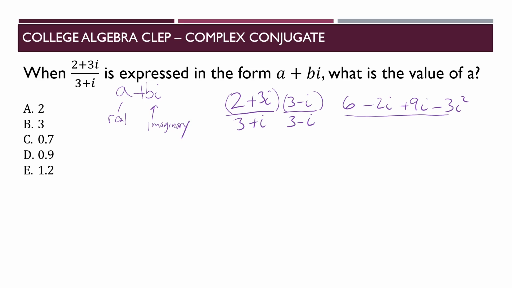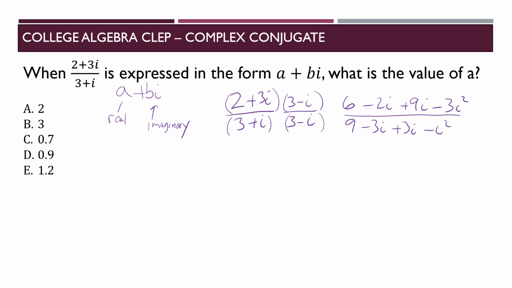Now for the denominator, we can multiply (3 + i) times (3 - i). So 3 times 3 is 9. 3 times negative i is negative 3i. i times 3 is plus 3i. And i times negative i is negative i squared.